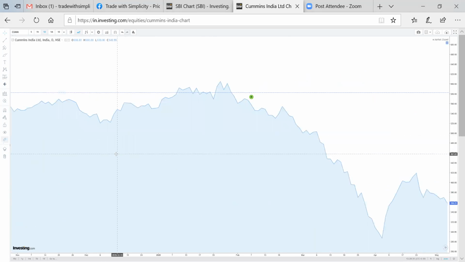Is the trend clear? Downtrend clear? So what is downtrend? Lower low, lower high is equal to downtrend. Right?